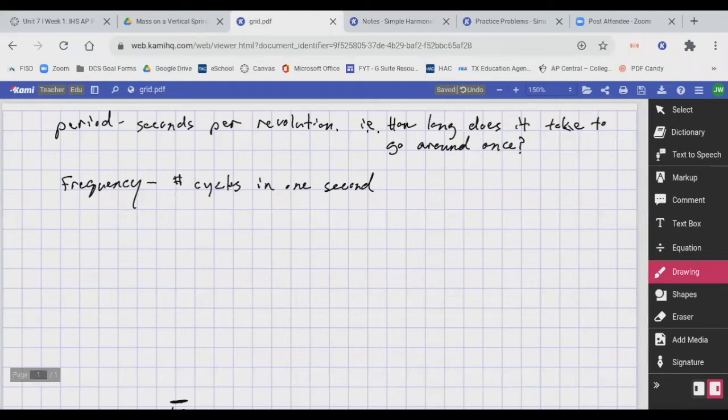So period is how many seconds for one cycle. Frequency is how many cycles in 1 second. If you're able to determine what the period is, frequency is equal to period to the -1 power, because it's the inverse. You take one and you flip it, you get the other.